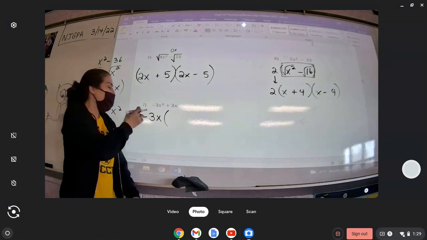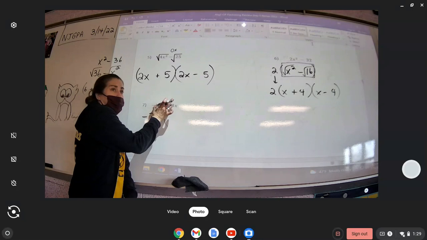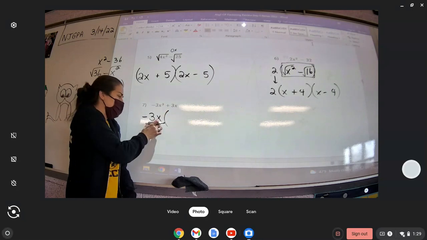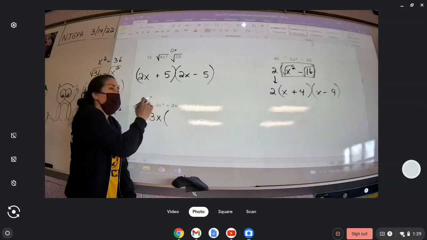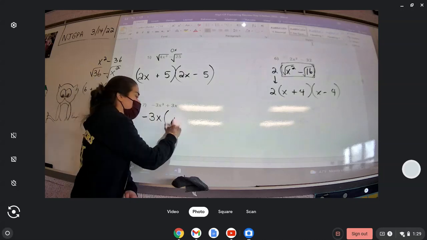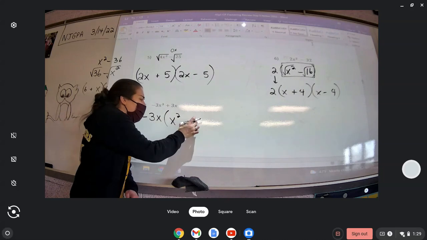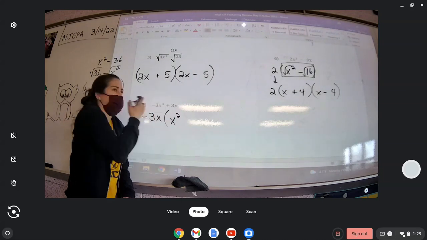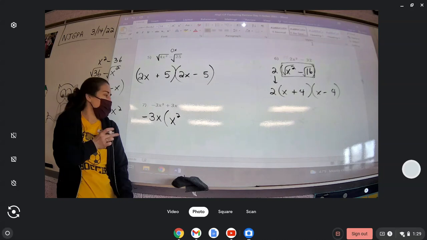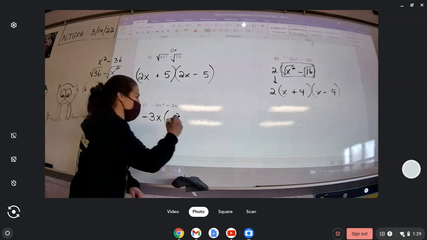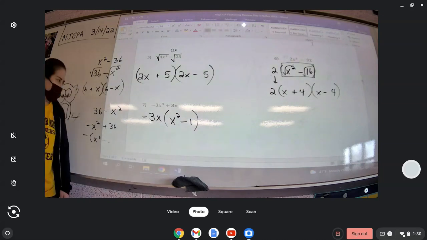All right, now what's left? Now remember, you have to make sure that whatever you put in here, this times that gets you back to the original. Negative 3x times what gets you back to a negative 3x to the third? X squared. Negative 3x times what gets you back to a positive 3x? Negative 1. Just got to get back to itself, right?